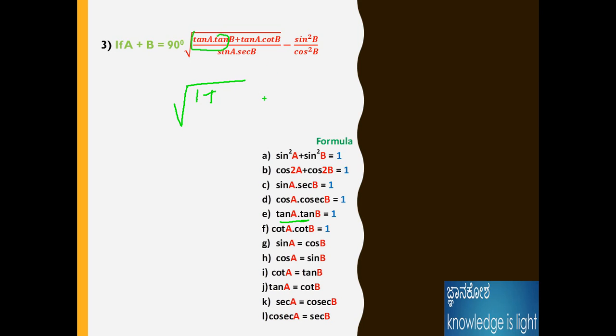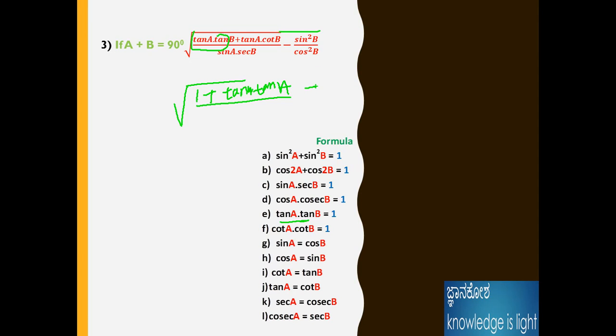What is the logic behind here? Tan A cot B we can write as tan A is equal to cot B. Then I will translate cot B as equal to tan A. Okay, I'm taking it as tan A only. This is present up to here.